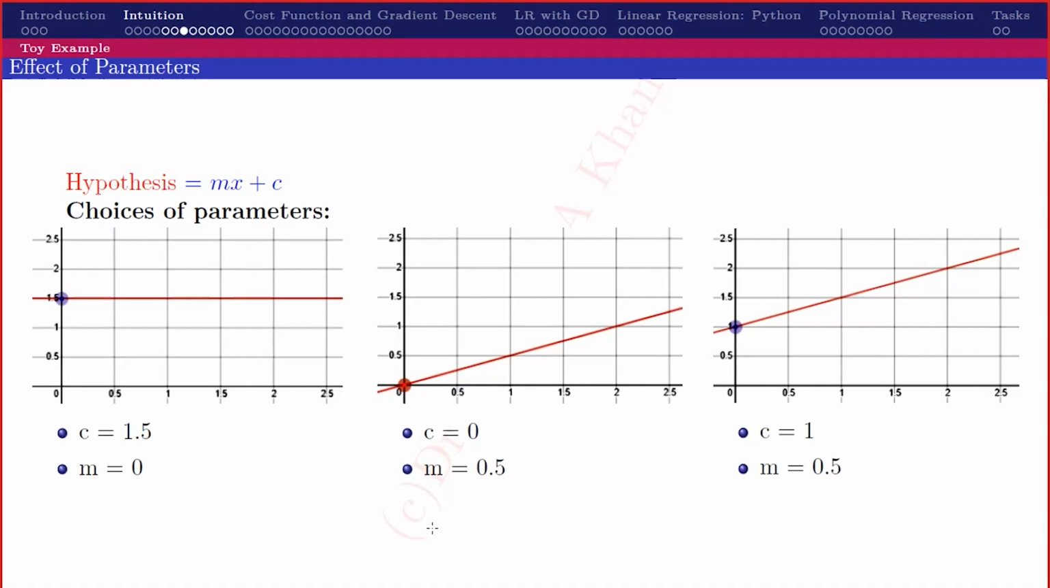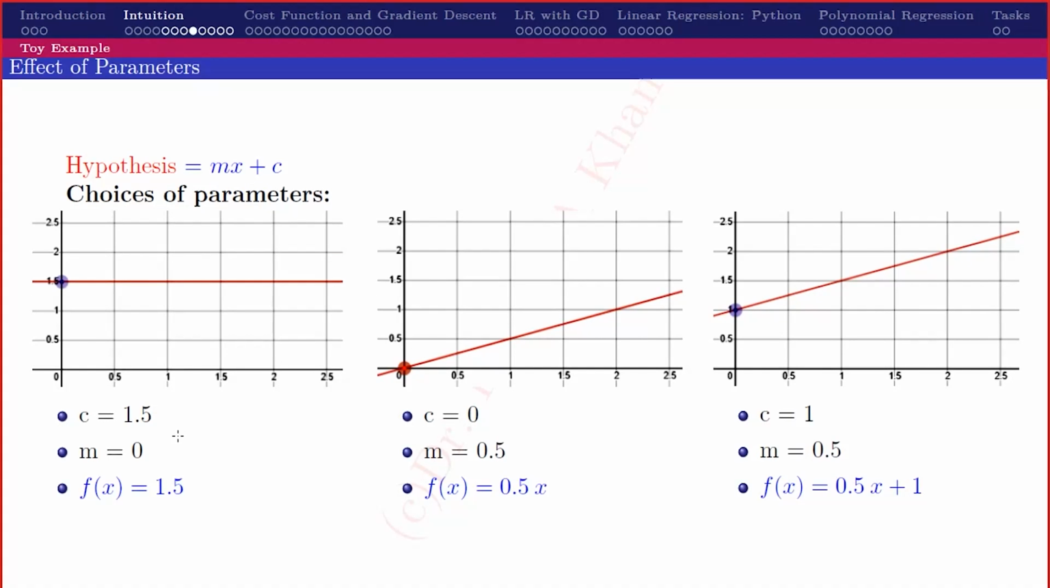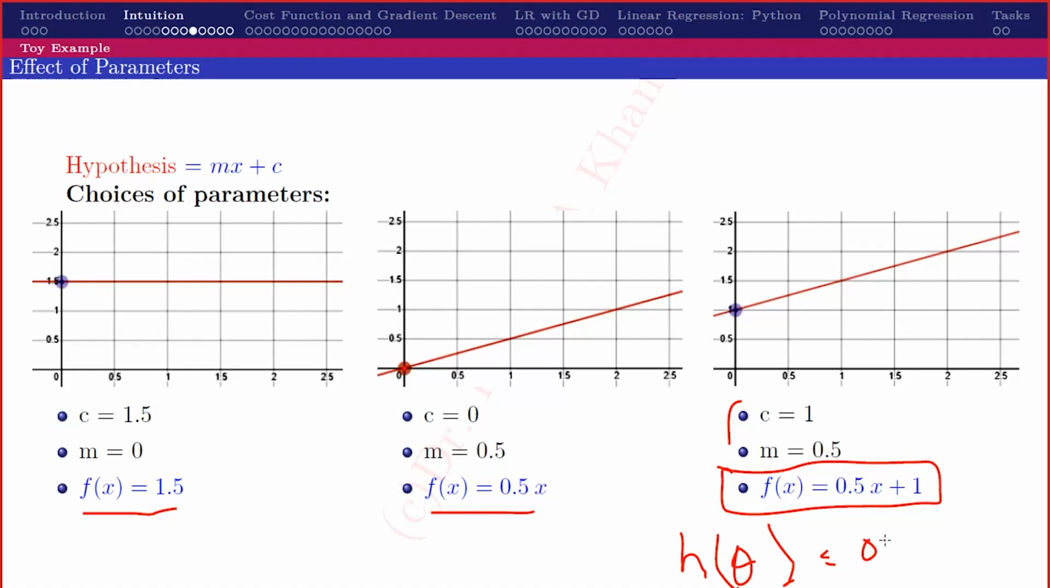Simple. So you get an idea of what is happening to the line by changing c and m? And these hypotheses or these lines could be denoted by this mathematical notation. f of x equal to 1.5 means this is a straight line whose y-intercept is 1.5. This could be written as 0.5x, because this is passing through the origin, there is no c. And for these two parameters, it could be mathematically written as 0.5x plus 1. In terms of theta, you can write it like that: h of theta is equal to 0.5x plus 1. So this is theta 0 and this is theta 1.